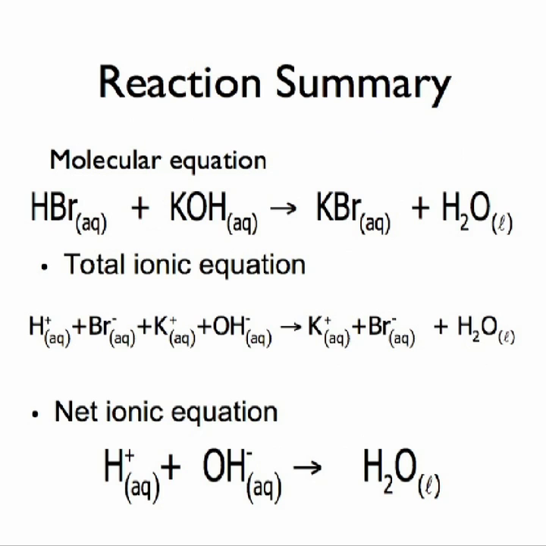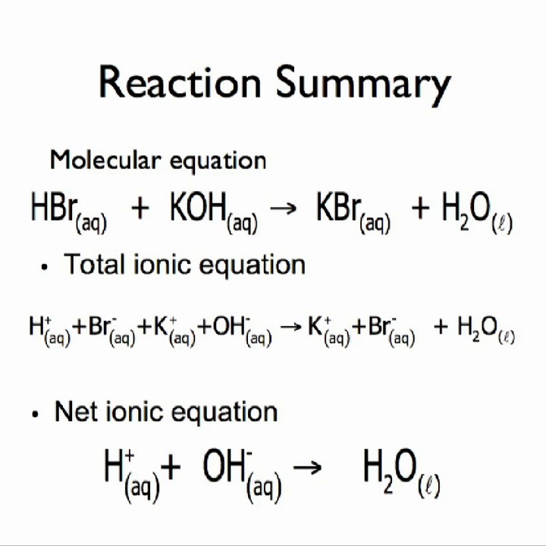Things written in the solid phase or the liquid phase are written in the form that we're given. And then when we remove our spectator ions to go to the net ionic equation, we end up with aqueous hydrogen ion reacts with aqueous hydroxide ion to form liquid water. We have removed our spectator ions, the bromide ions and the potassium ions.